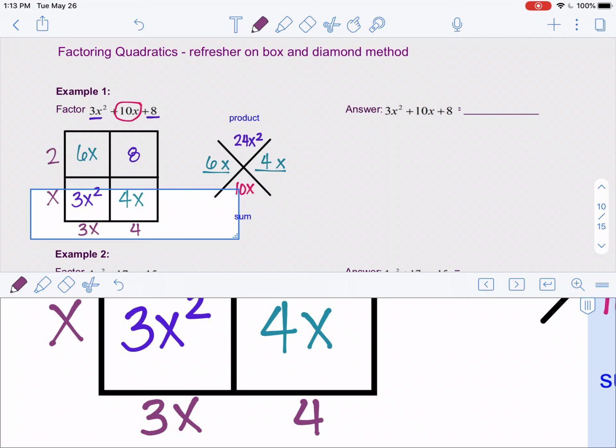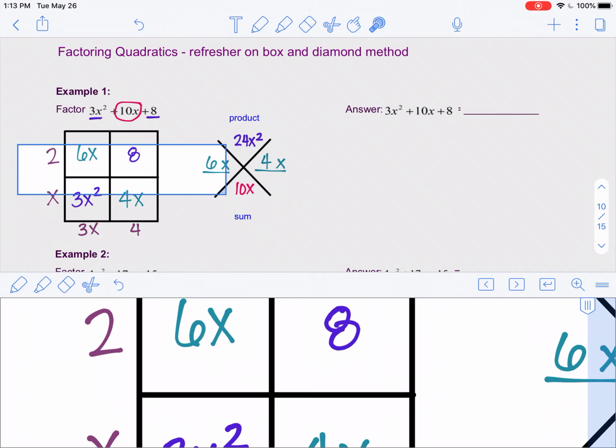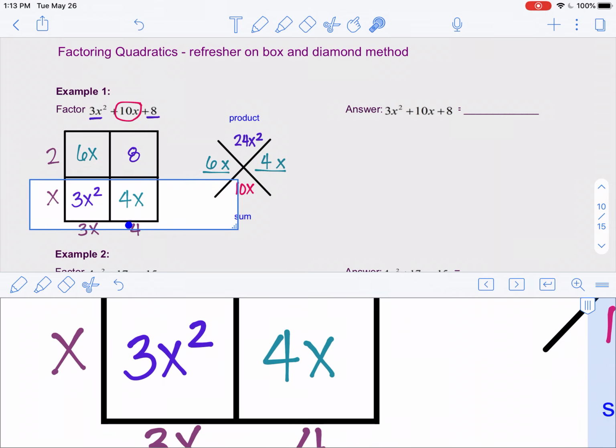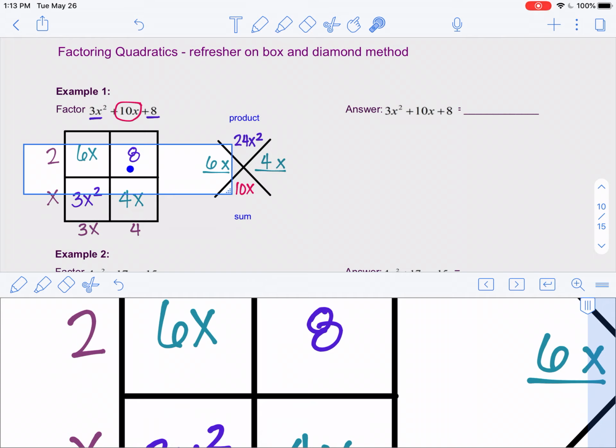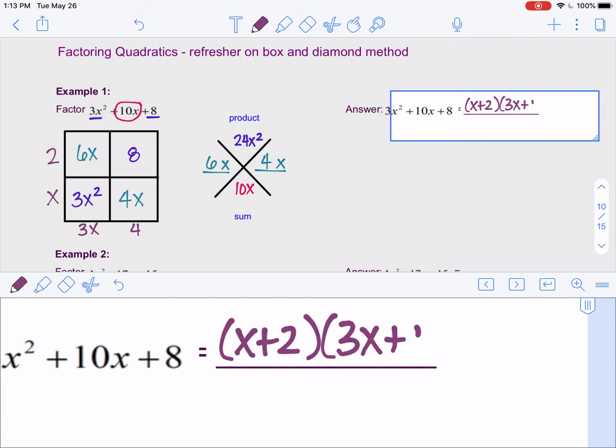If I multiply this 4 by this x, I get 4x. If I multiply this 3x by this x, I get 3x squared. If I multiply this 3x by this 2, I get 6x. If I multiply this 4 by this 2, I get this 8, and so I'm good to go. Those numbers on the outside are the factors. Okay, and so I'm going to go ahead and write my final answer over here as x plus 2 times 3x plus 4, and that would be the factored form.